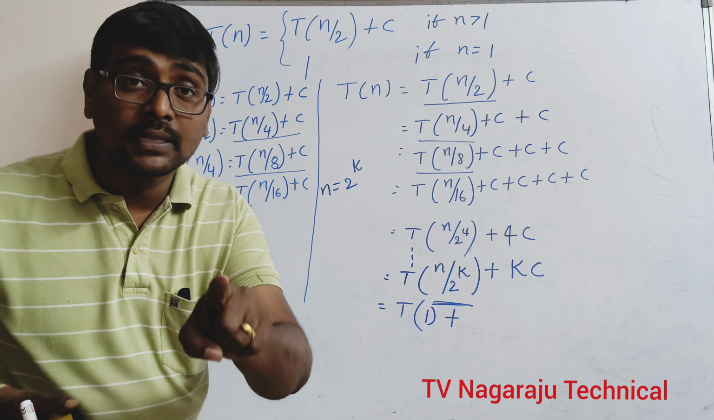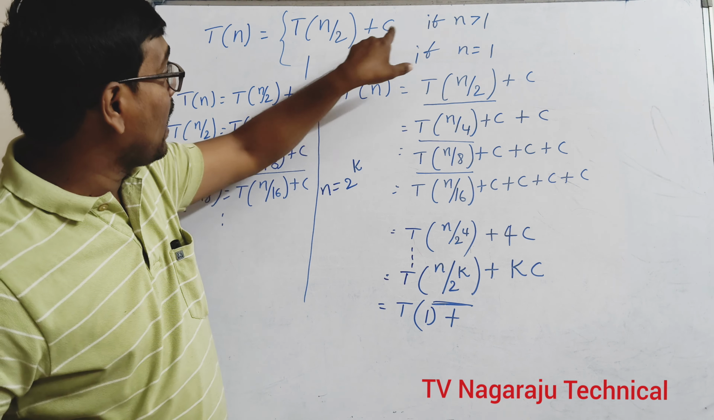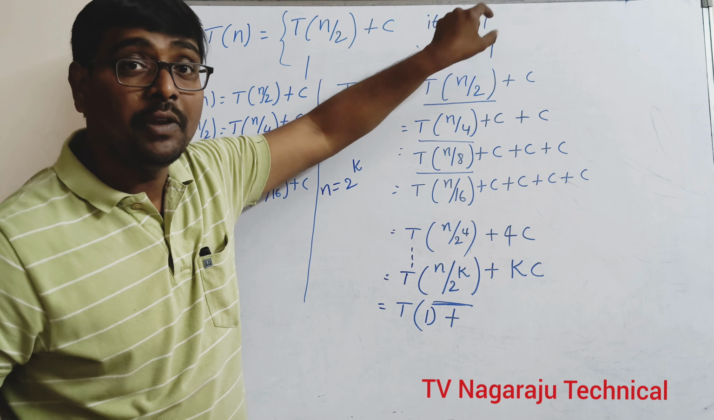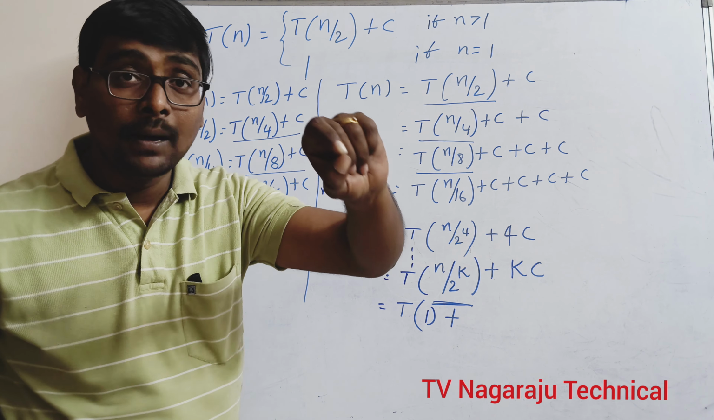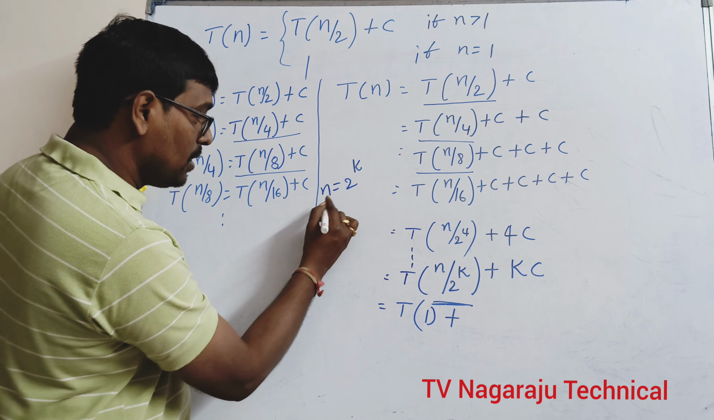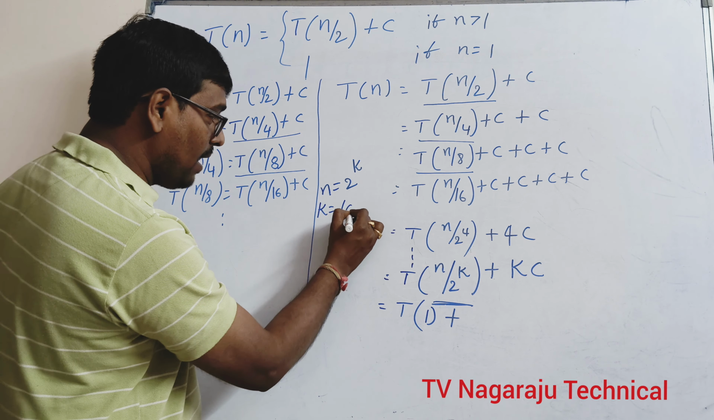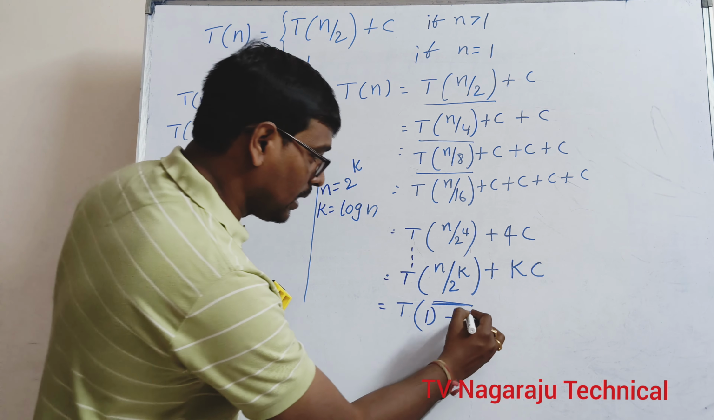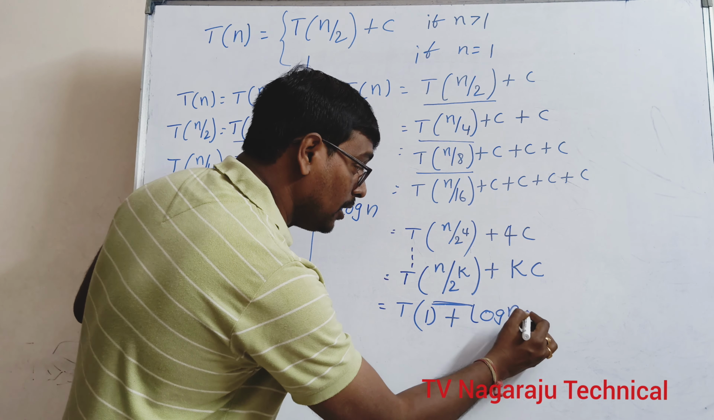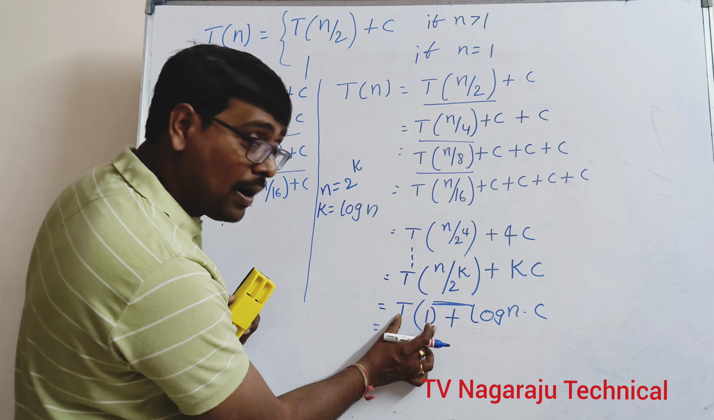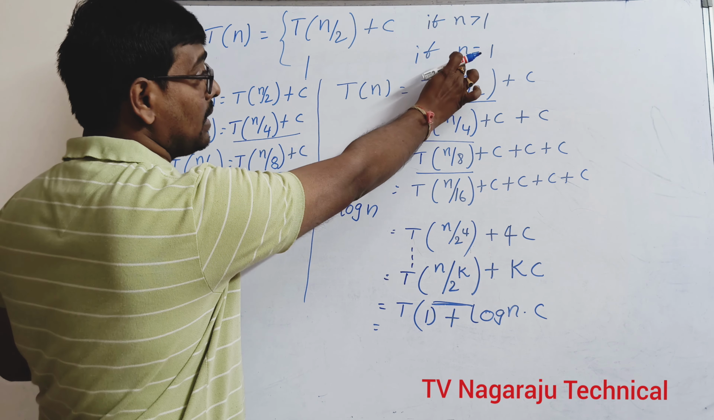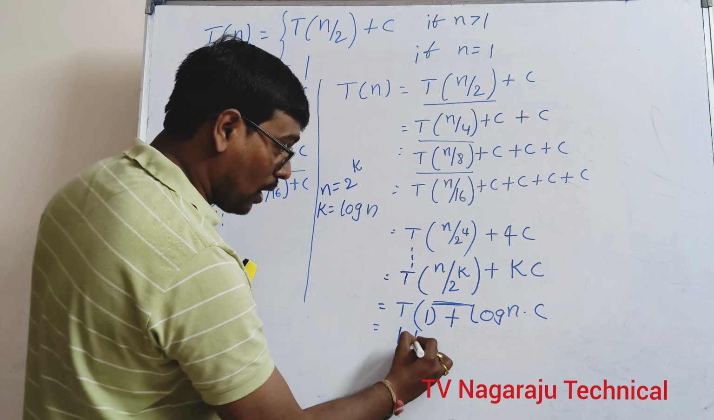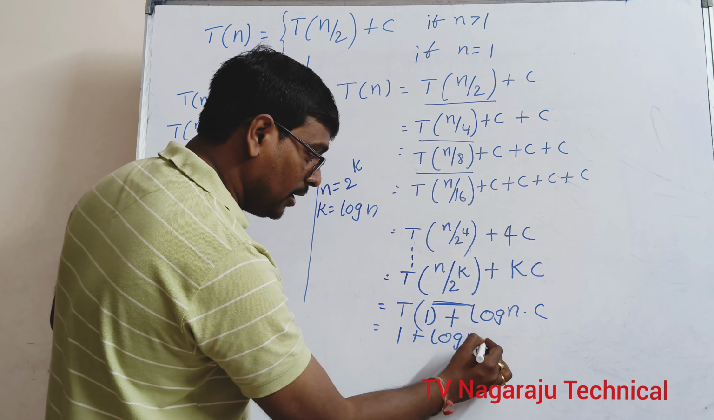Is k present in the answer? No. My answer is in terms of n only, that is the number of elements only. From this equation, what is the value of k? Obviously k is equal to log n. Log n into c. So what is the value of T of 1? That is n is equal to 1. 1 plus log n into c.